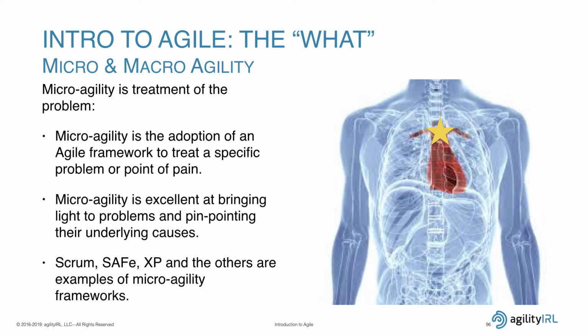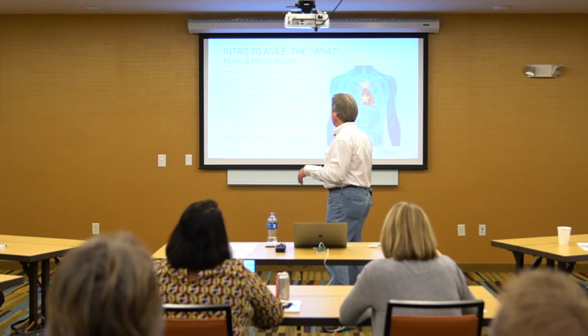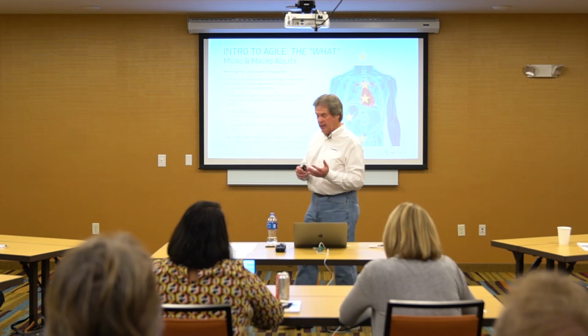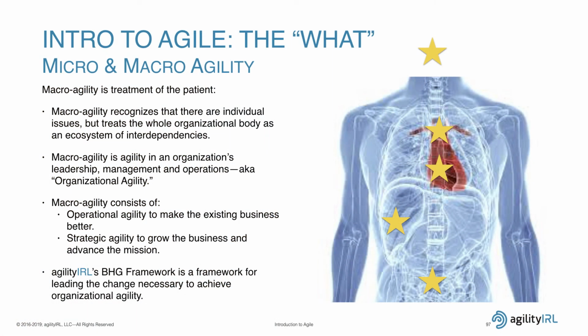But macro agility is a treatment of the patient. It recognizes that there are individual issues, but it treats the whole organization as a whole system. Macro agility is agility in the overall organization, how it's led, how it's managed, and how it's operated. Another name for it is organizational agility. How's that for creative? All right.